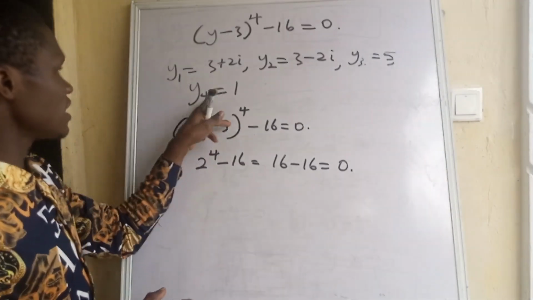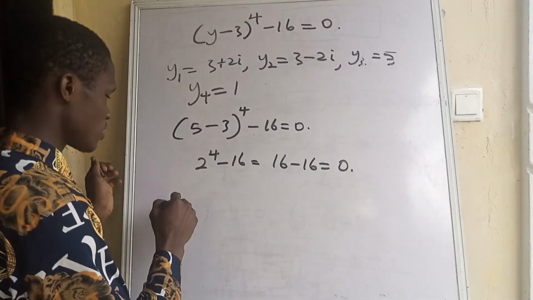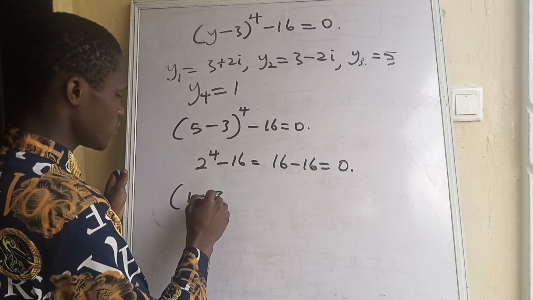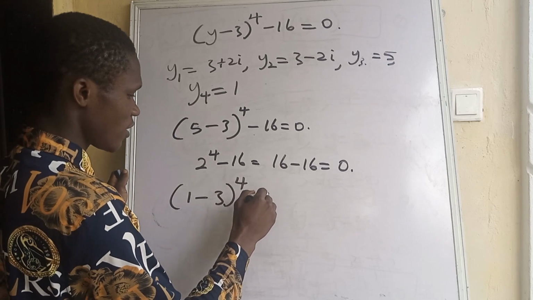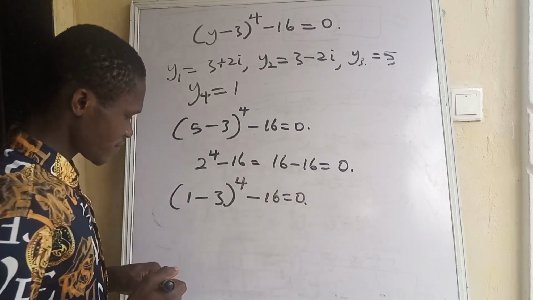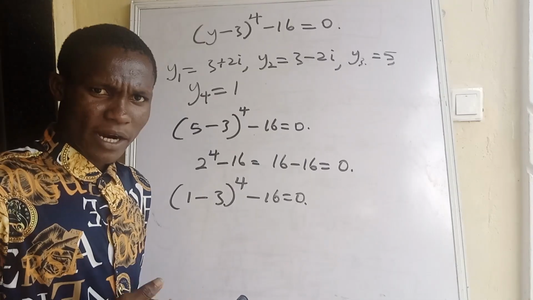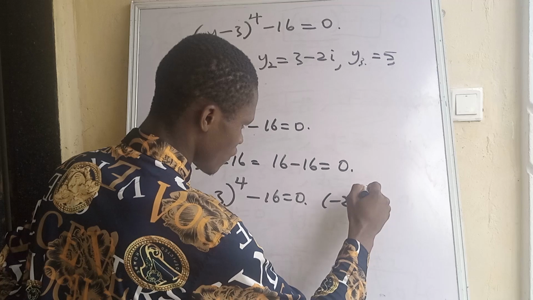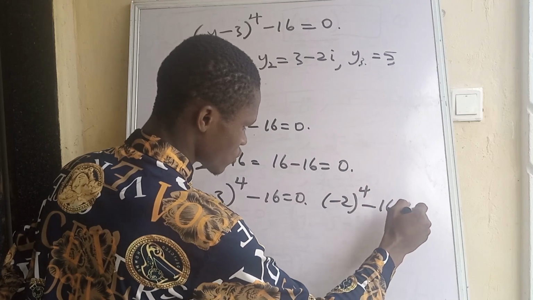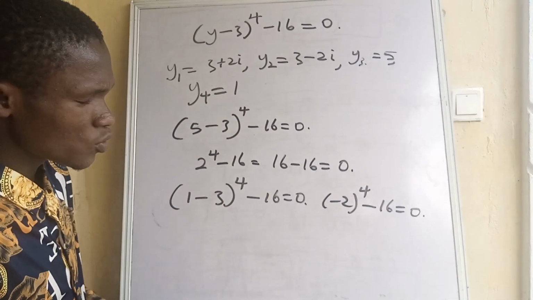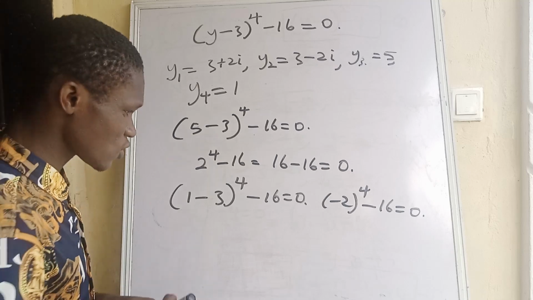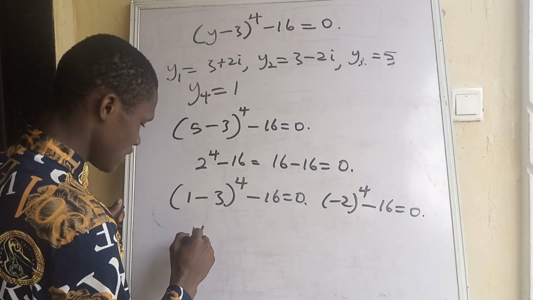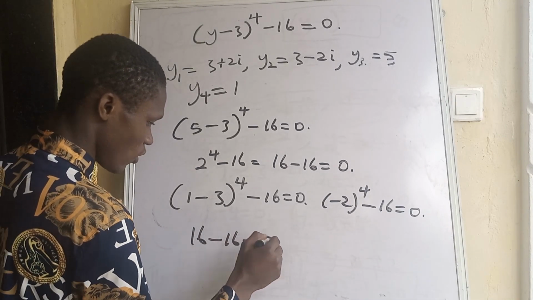So let's simply try this y4. We can say (y minus 3) to the power of 4 minus 16 equals 0. So 1 minus 3 is going to give us minus 2. So we have (minus 2) to the power of 4 minus 16 equals 0. And (minus 2) to the power of 4 is going to give us 16 also. So we have 16 minus 16 equals 0.